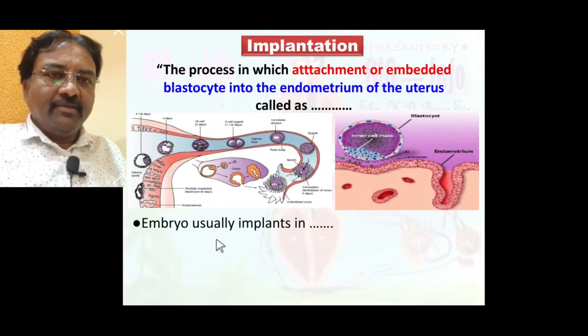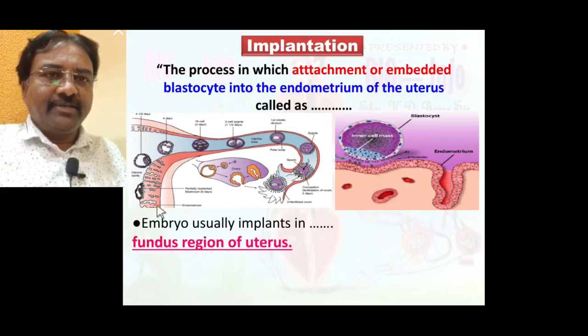Now, the embryo usually implants in the fundus region of the uterus. Noted point: generally, embryos implant in the fundus region of the uterus. The uterus consists of three different parts: the fundus, the upper dome-shaped part; the middle broad body; and the posterior narrow cervix part. So the fundus region of the uterus is where implantation usually occurs.